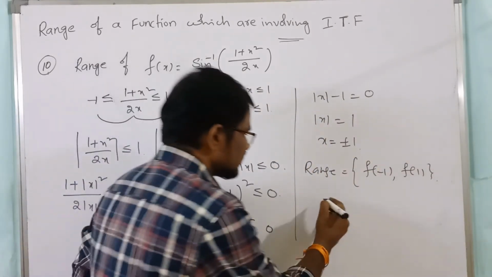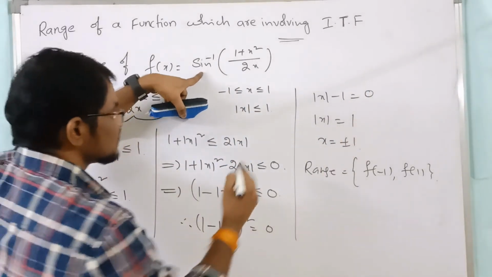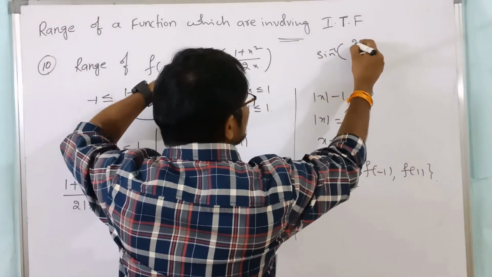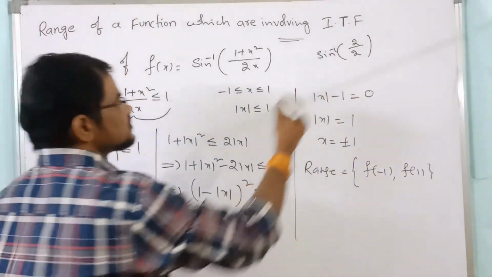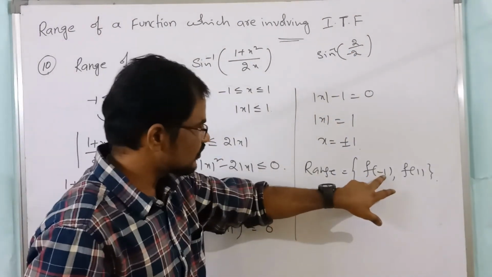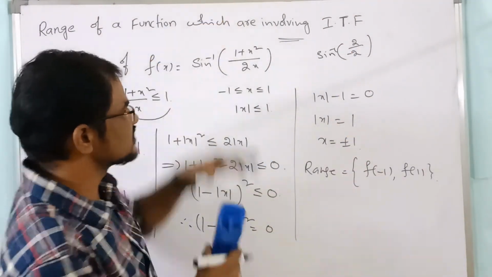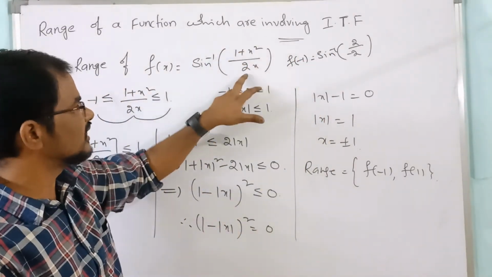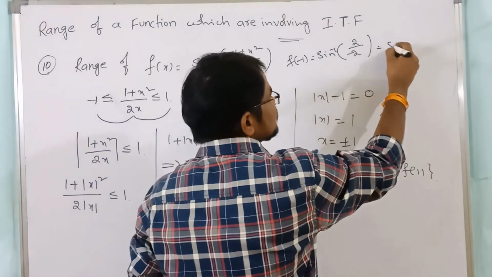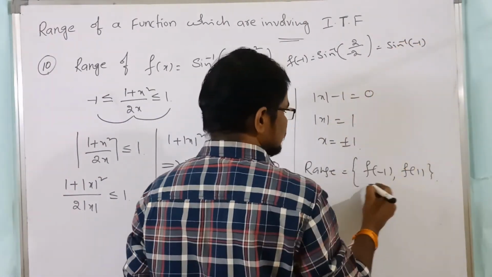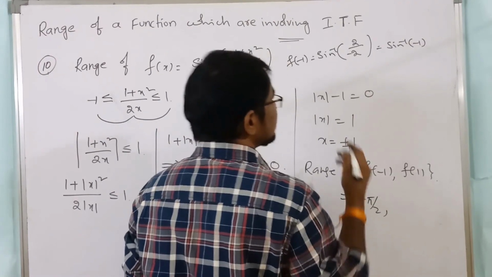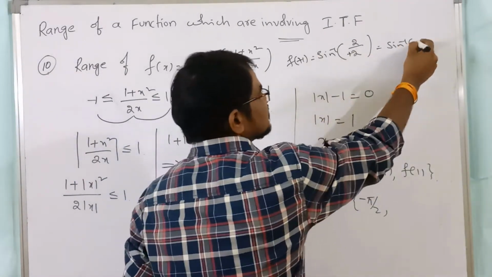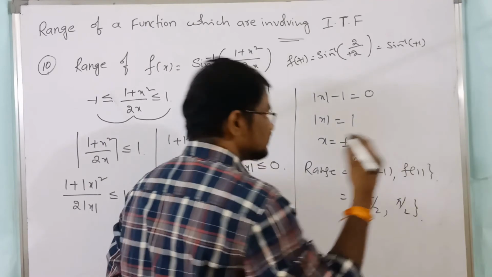Two discrete values means the range is f of minus 1 and f of 1, right? Now f of minus 1: if you take x equal to minus 1 in this function, f of minus 1 equals sin inverse of (1 plus minus 1 whole square) by (2 into minus 1), that is equal to sin inverse of minus 1, that is equal to what? Minus pi by 2 you will get. Next, x equal to 1, if you substitute here, plus 1 you will get. So that's why here pi by 2.